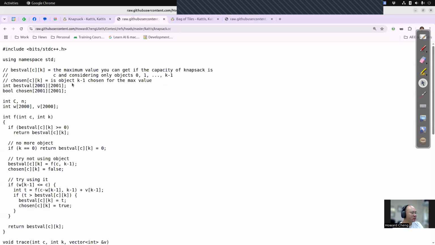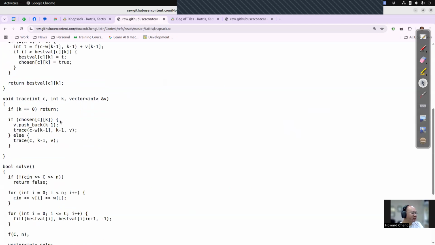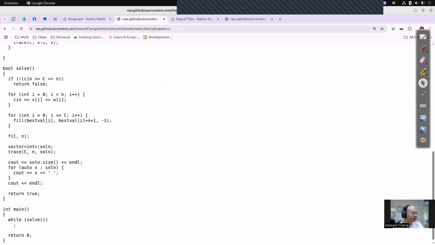So I'll just go straight to it. I have this best value, and then I have a Boolean that says true or false. So this is what I described. Okay, this is just basically solving many cases. It reads in the input, reads in the values and the weights, fills in the table with -1 to initialize it, and then calls f of c, m.